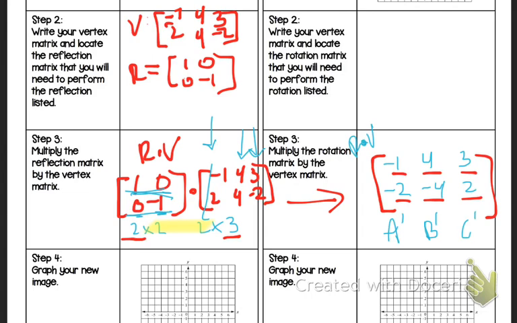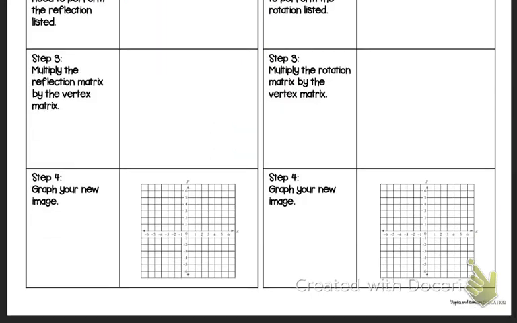Okay, and the last step is to graph that. So I'm going to go ahead and graph that down here. I've got to scroll down. So our A prime was -1, -2. So back 1, down 2. Our B prime was 4, -4, right there. And our C prime was 3, 2.